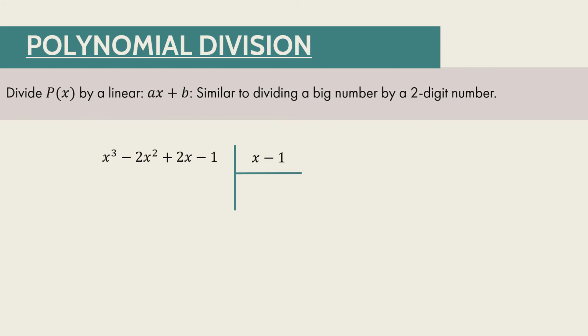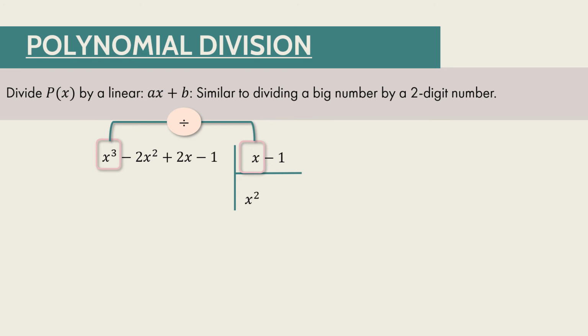Now we move one step further. We try to divide a polynomial by a linear expression ax plus b. So now you can see that the divisor is more complicated than the previous ones. In this case, it is very similar to dividing a big number by a two-digit number. Let's see. First, we divide the leading term of the dividend by the leading term of the divisor. x cubed divided by x. The answer is x squared.